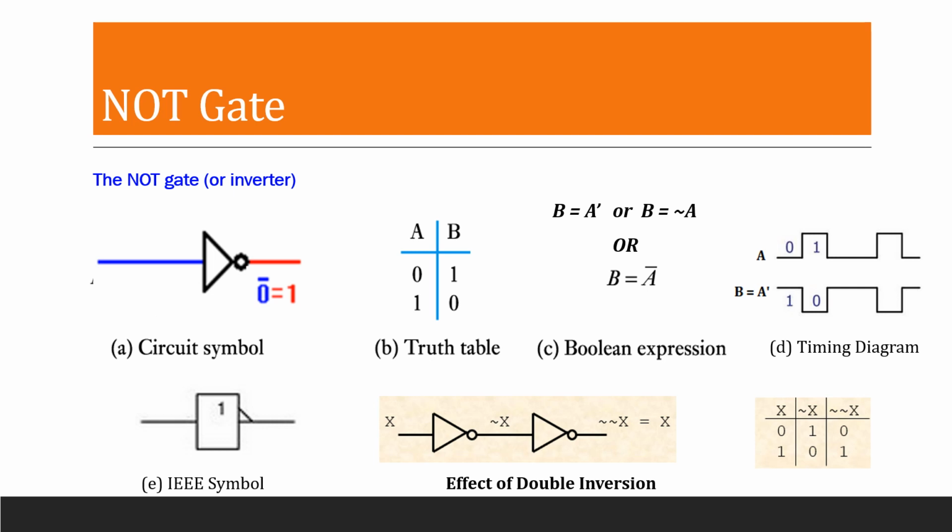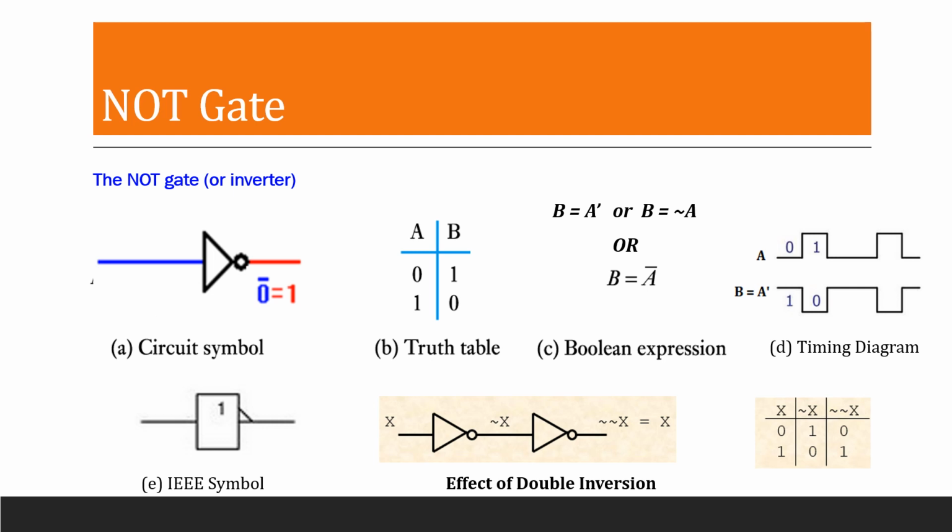In the IEEE standard, the character used in the symbol to represent the NOT gate is 1. But we will have a triangular polarity symbol on the output line, which represents that it is an inverter.